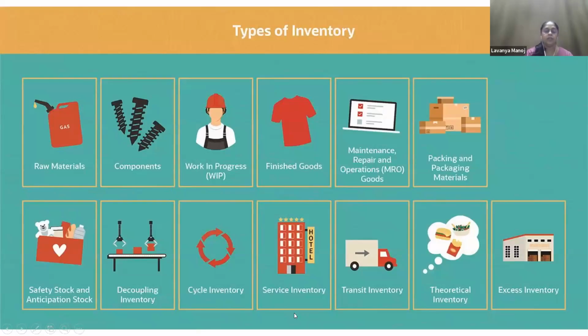First, we are going with the types of inventory. We have raw materials, components, work in progress, which is otherwise called work in process. Both terms are correct. Finished goods, maintenance, repair and operations, that is MRO inventory, packing and packaging materials. These are the basic 5 or 6 types of inventories. Other than that, we have safety stock, decoupling, cycle inventory, service, transit, theoretical, and excess inventory.